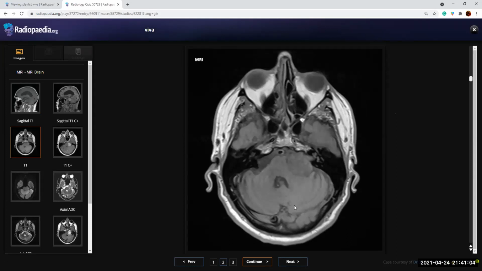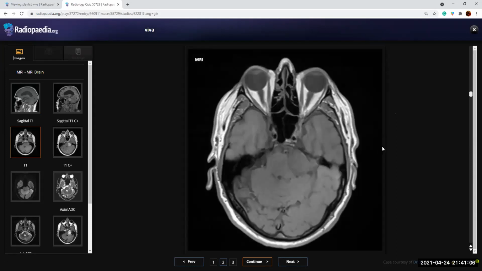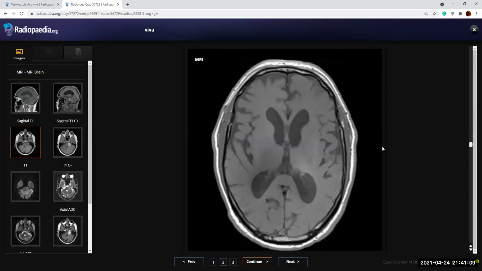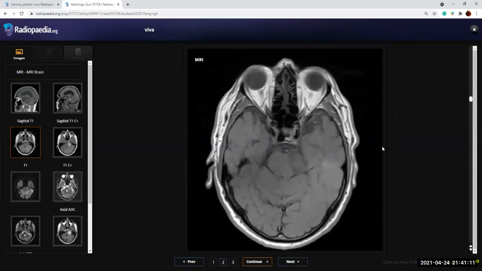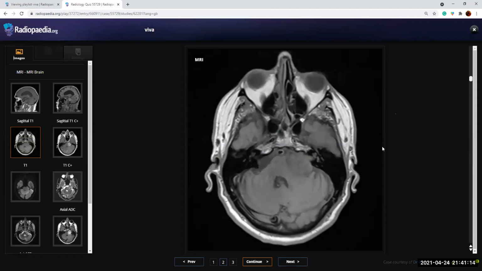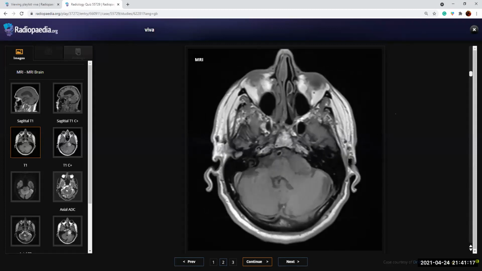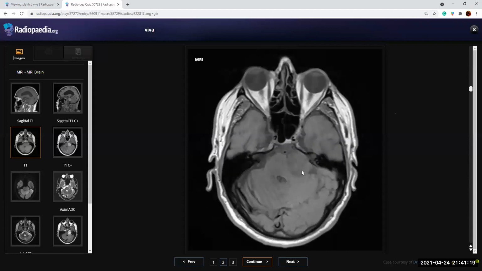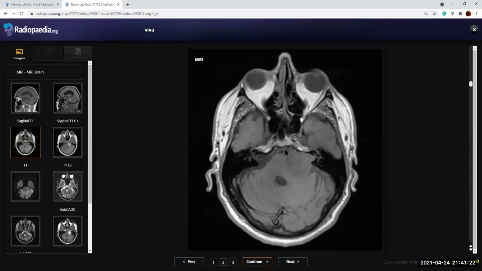Okay, so I'll first comment on the T1 axial, which is right now present. I'll go directly to the CPA angles, cerebellopontine angles, for the sake of time. What I can see is that there is a T1 isointense lesion in the left cerebellopontine angle causing mass effect on the adjacent brainstem. It seems to be widening the internal auditory meatus. I would see it further on T2 and the T1 contrast enhanced images.